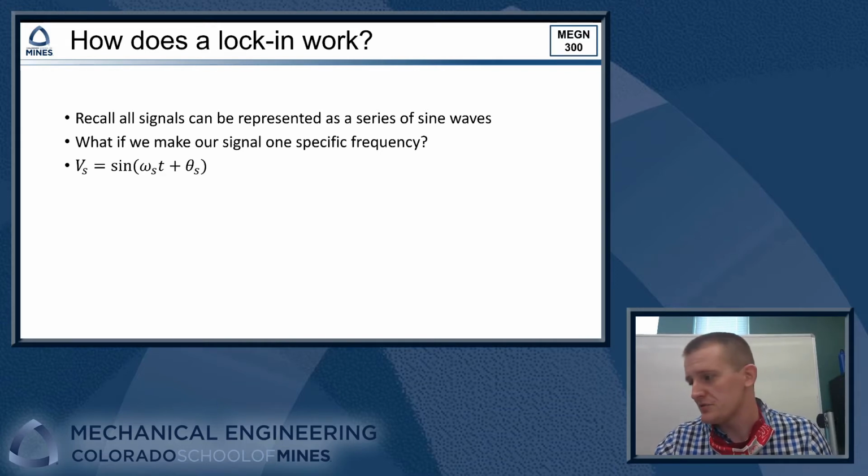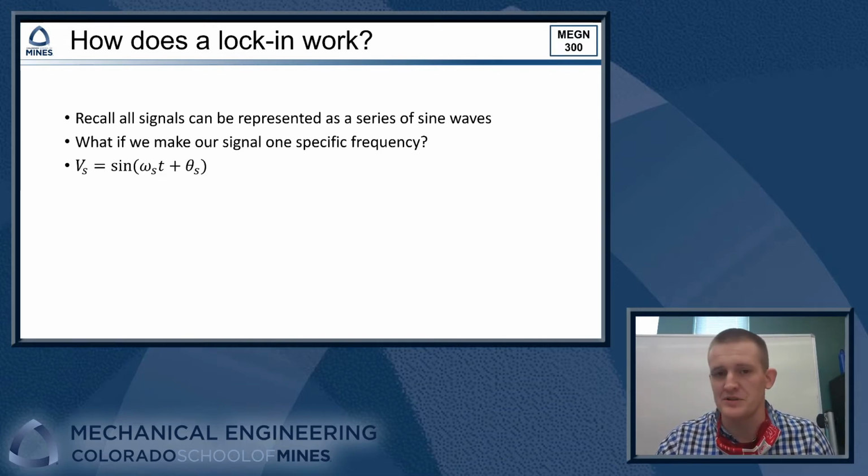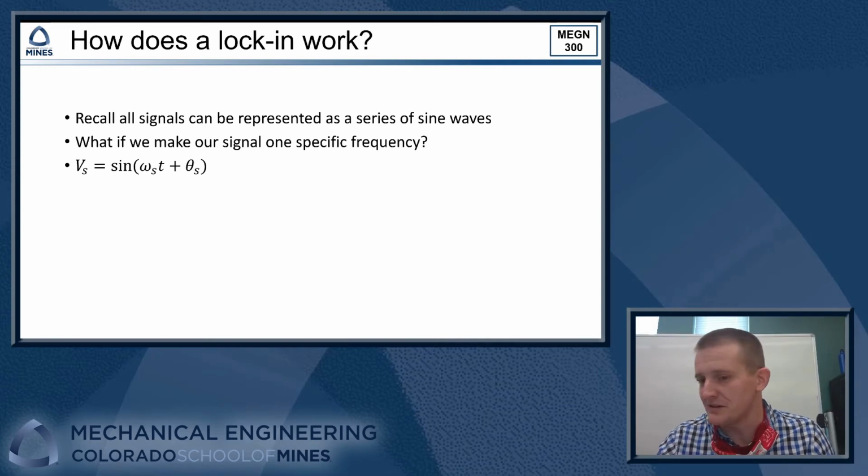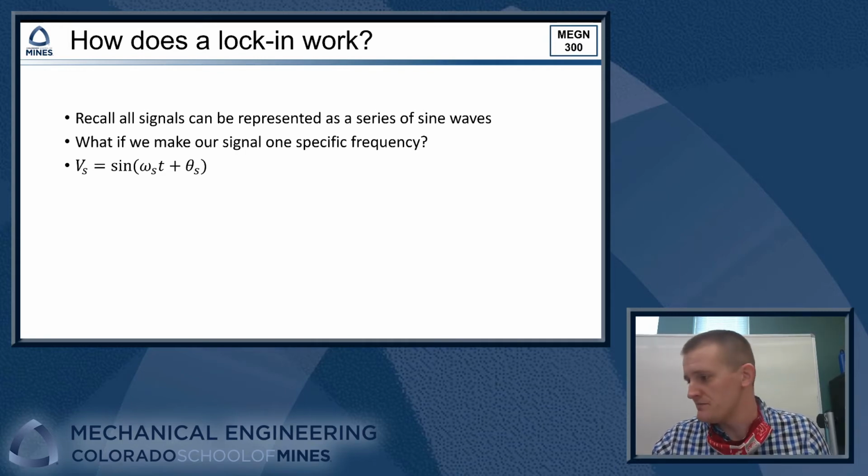All right, so let's talk about how this lock-in amplifier actually works. The important key here is remember that every single signal we can represent as a series of sine waves of lots of different frequencies. So the question that scientists worked out here is, well, what if we take our signal and we make it one very specific frequency? So all of our signal is just in this one frequency, and all the noise is going to be spread out across lots of different frequencies. Can we just separate that one frequency by itself and ignore everything else that's not exactly the same frequency, right? So we go ahead and make our signal here that's just one specific sine wave.